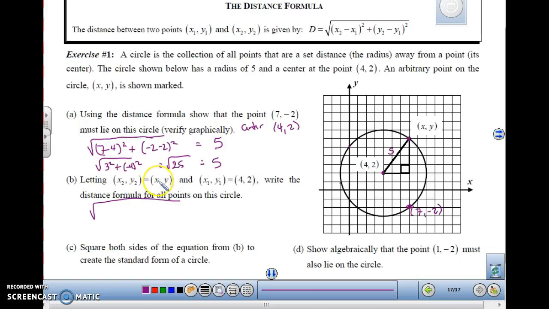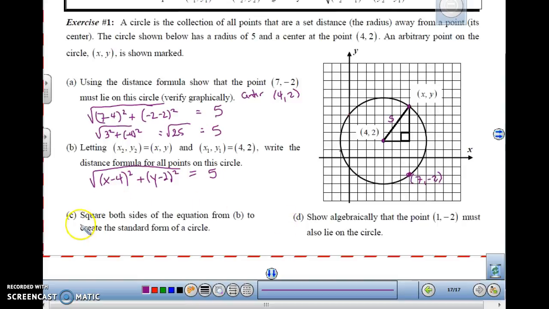All right, so the difference between the x's would be x minus 4. Because I don't know what this x is, I'm just going to leave it as x. Minus 4, quantity squared, plus the difference between the y's. Well, it would be y minus 2, quantity squared, equals the radius, which was 5. Okay, so when I find the distance between any point on the circle and the center, that's the radius. That's what we've just figured out.